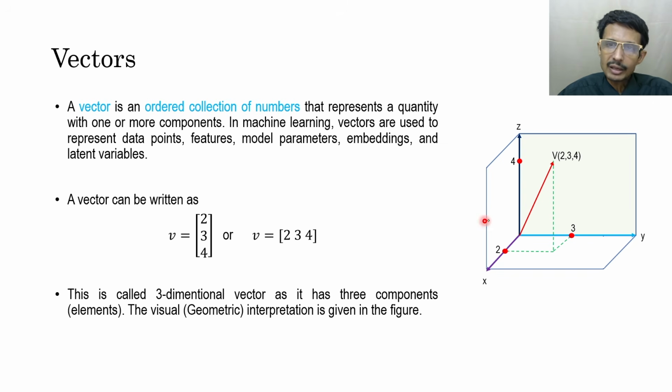So in this particular example, it is a three-dimensional vector. It may be n-dimensional, and it has 3 components or elements. This is the visual or geometric interpretation. So as a whole, that is a very simplistic idea about vectors.